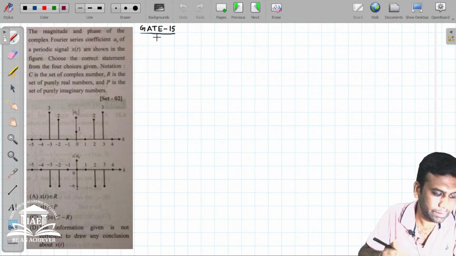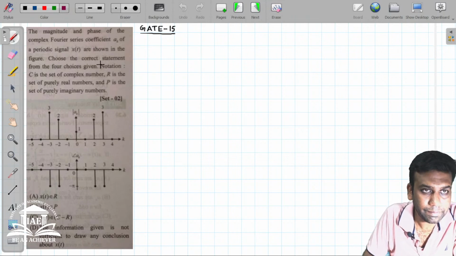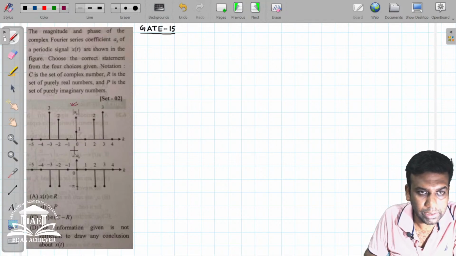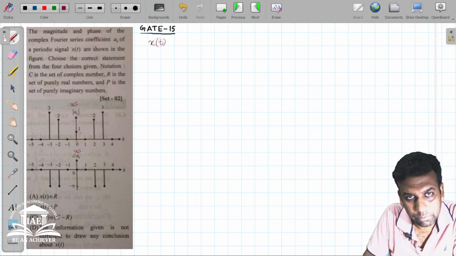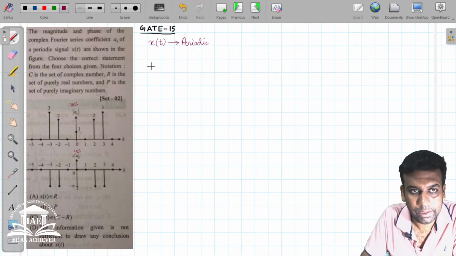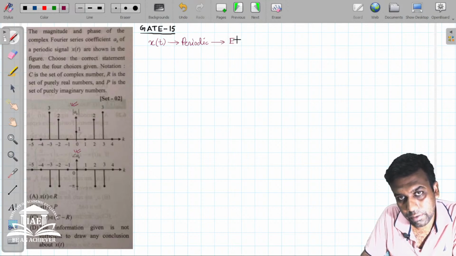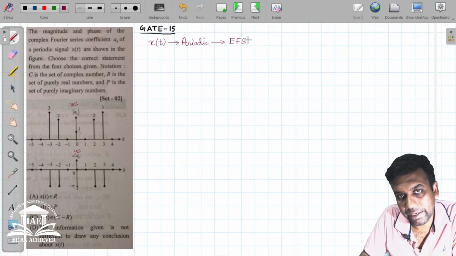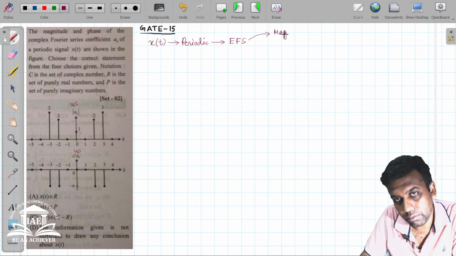So you can see what is given here. It is given that the magnitude and the phase of a complex Fourier series coefficient ak of a periodic signal x(t) are shown in the figure. So this is the magnitude plot and this one is the phase plot that is given. So we have a signal x(t), and the signal is periodic. It is given in the question, periodic, and we have done the exponential Fourier series. So if we do the exponential Fourier series, we will get a magnitude plot and we will also get a phase plot.